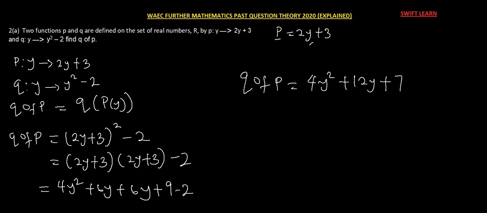So let's see question 2b. Alright, let's solve question 2b. The question says, how many 4-digit odd numbers greater than 4,000 can be formed from 1, 7, 3, 8 and 2 if repetition is allowed? This is a permutation question. This is permutation with repetition.